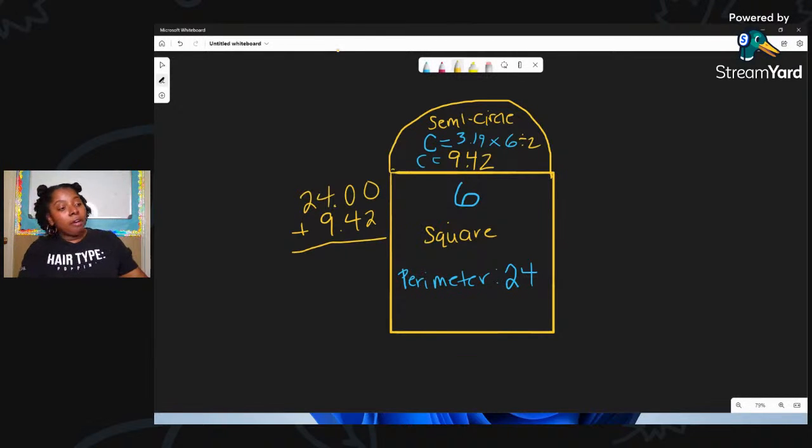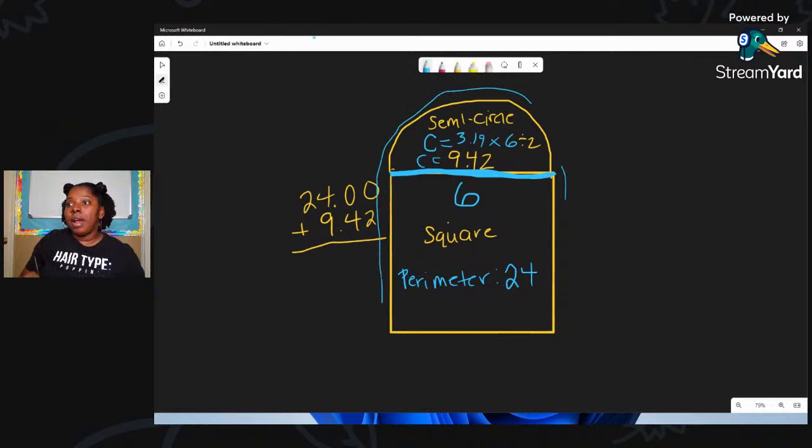Good catch. All right, one last thing. Right here, we counted this side twice, right? We counted it with the circle and with the square. So we have to take it away, because we're just finding the distance around the figure. So what we would do is subtract 6 from this perimeter.